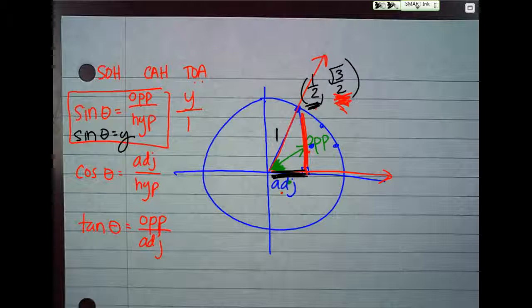Right? I'll do the same thing with cosine. Let's try cosine. Cosine is adjacent. Okay? Cosine of this green angle. Cosine is adjacent. What value is adjacent? X or y? X. Over hypotenuse. What value is the hypotenuse of this? 1. So cosine of an angle is x over 1. What is x divided by 1? X. So therefore cosine of an angle is x.